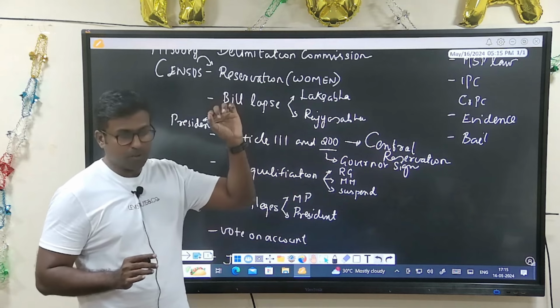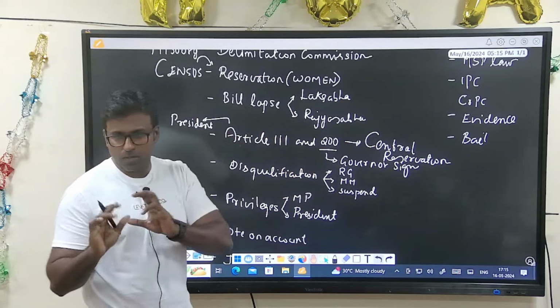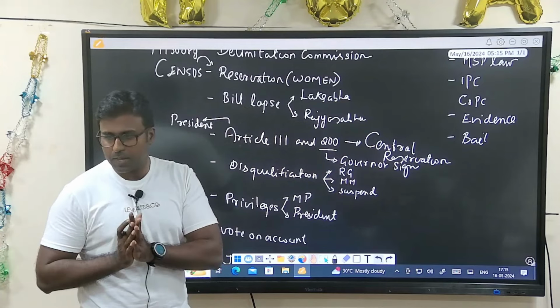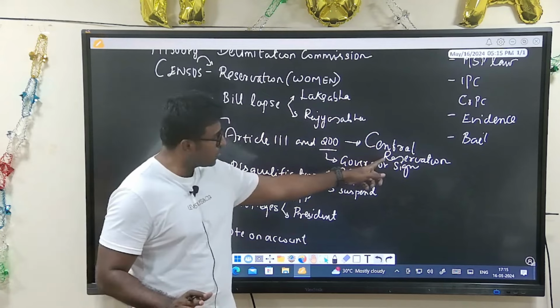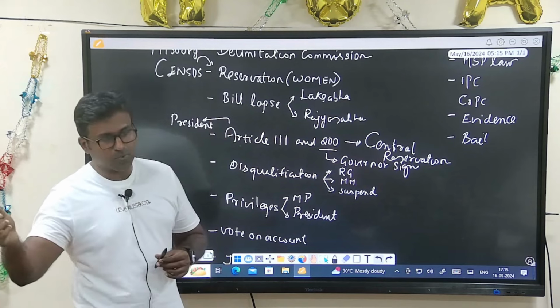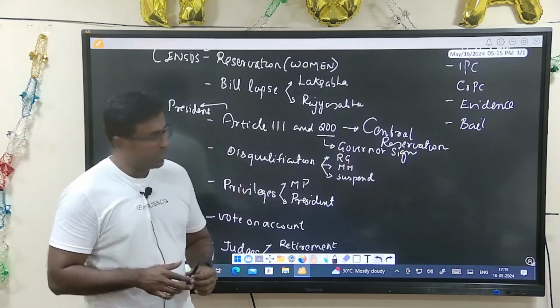Like Article 368, you have to have amendments. If it is related to center-state relations, you have to have some kind of majority for the amendment and things like that, right? So look at what are the central reservations that the governor has to do in terms of reservation of bills. Then look at disqualification very carefully.